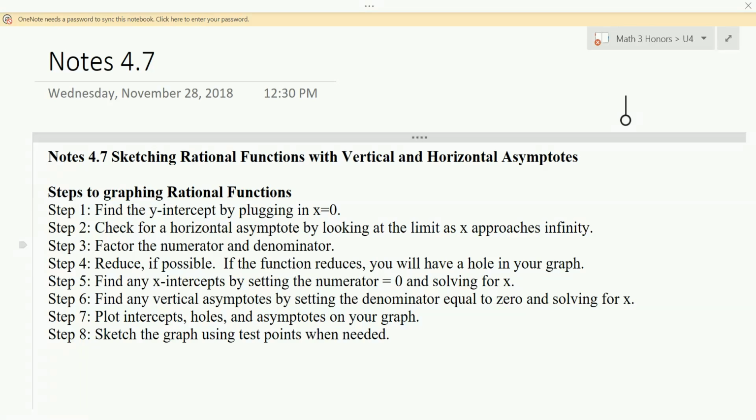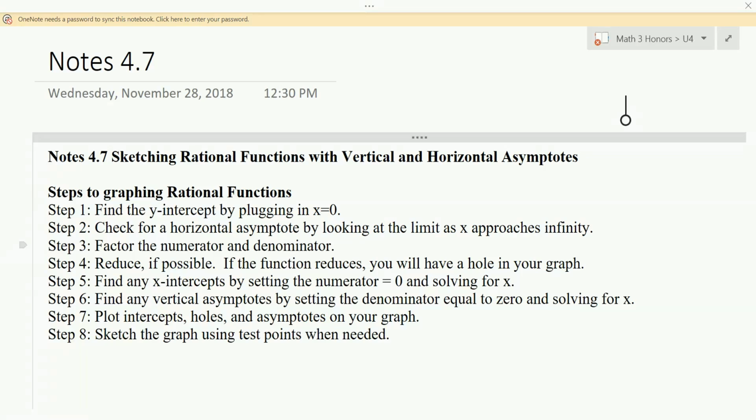Step two, we're going to check for a horizontal asymptote, which is what we were doing last night for homework. That's when you look at the limit as x goes to infinity. Step three, we'll factor numerator and denominator, which is something we've been doing throughout this course and this unit. We'll reduce it. If it does reduce, you have a hole in your graph, and we saw that in the past too. Now it's going to matter when we're actually graphing it, and we'll see what that looks like.